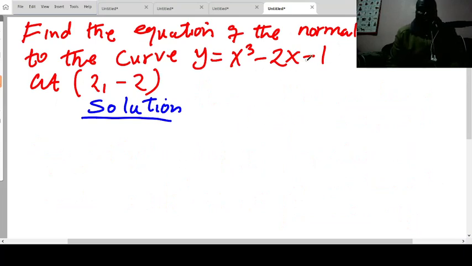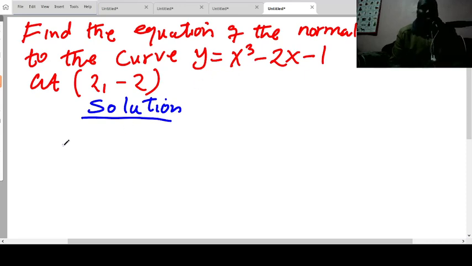Find the equation of the normal to the curve y is equal to x cubed minus 2x minus 1 at the point (2, -2). So that is the point. Now remember, this one is a 3 marks question. Rule number 1, you need to get the gradient of the tangent. And you should remember that the tangent and the normal are perpendicular. Now that is the knowledge. Now see the way we are going to do it.